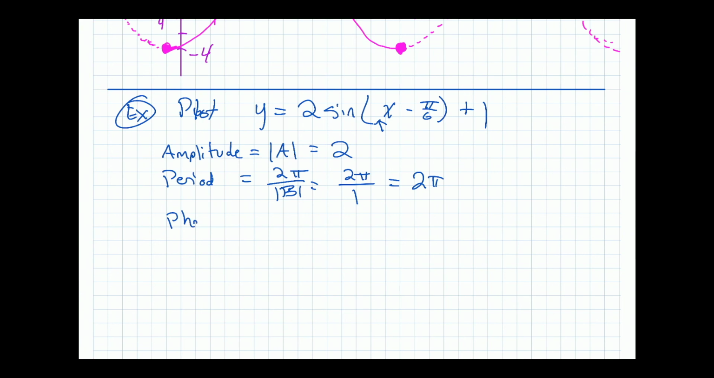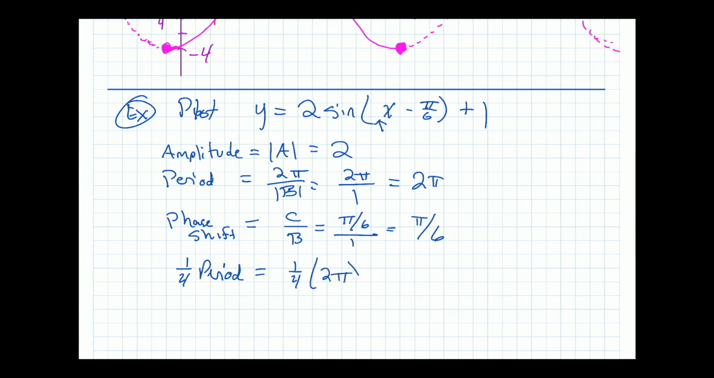We need the phase shift. So that's C over B. So C is pi over 6. Remember, you change the sign there. So if it's a negative, the C is positive pi over 6 when you see a negative pi over 6. Over B, B is 1 again. So just pi over 6. Now we do need, or you could have, a quarter period. It's good to have. And so that's a quarter of the 2 pi. Quarter of 2 pi is pi over 2.